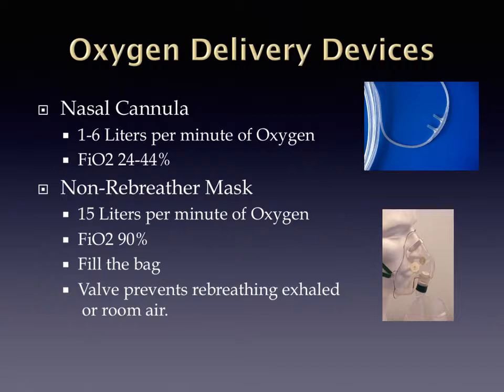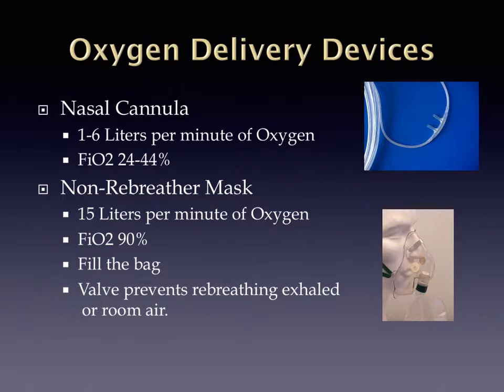When we add a nasal cannula at 1 to 6 liters per minute, you can increase that FiO2 to about 24 to 44%. Now that will elevate substantially when we move to a non-rebreather mask. Here we use at least 15 liters per minute of oxygen. We have an FiO2 we're delivering now of around 90%.